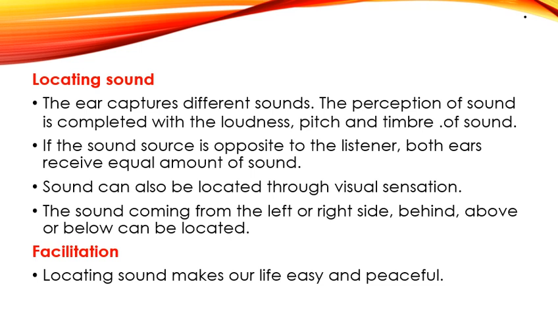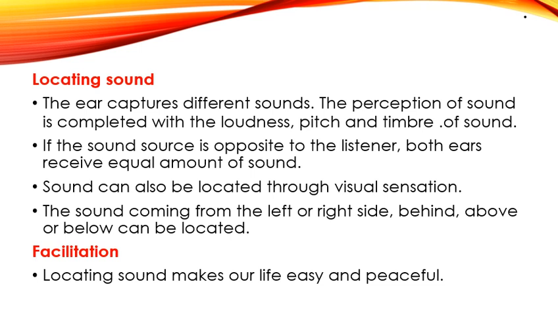If the sound source is opposite to the listener, both ears receive an equal amount of sound. Okay? Both ears will work automatically and receive an equal amount of information. We can also locate sound through visual sensation. We can locate the direction by seeing the object which is making noise or from where the sound is coming.